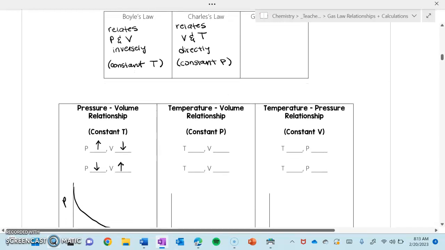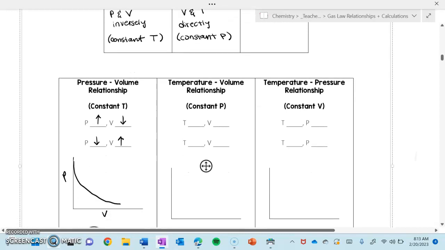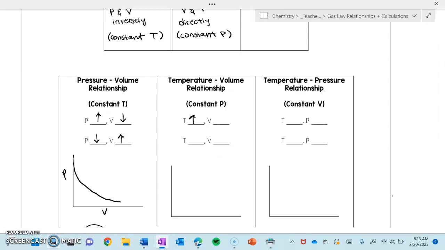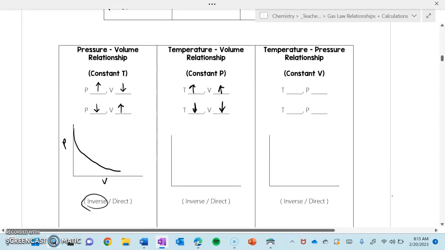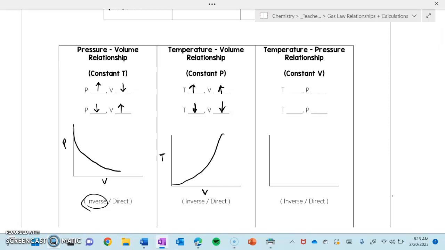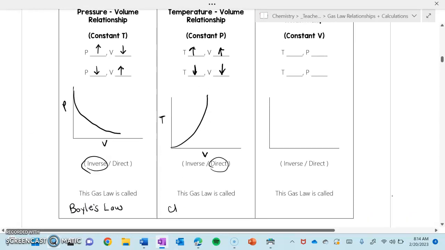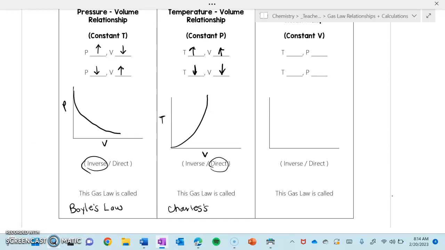So our arrows are going to be going the same direction because they are directly related. That means same. Inverse is opposite. When temperature goes up, my volume expands. As my temperature goes down, my volume compresses. So if I put my variables here, temperature and volume, this time they're changing together. Okay, there we go. So this is a direct relationship, and this one is Charles' law.